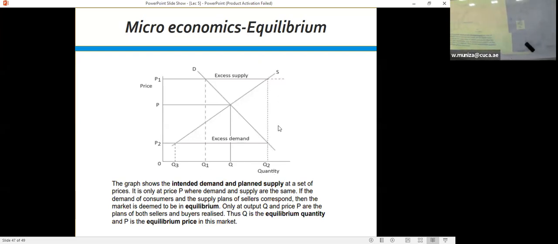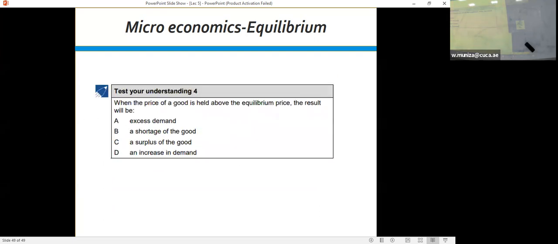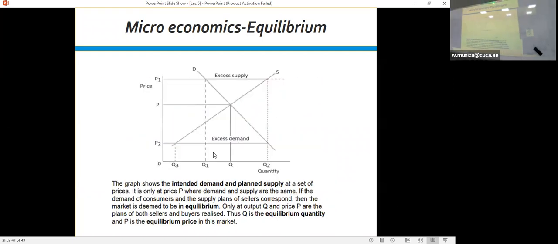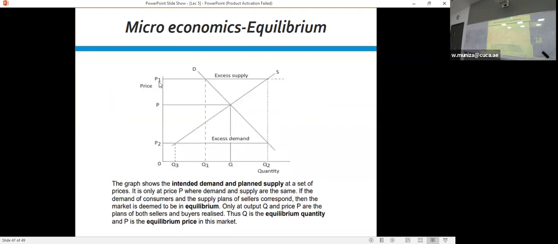So they can ask you in the exam what is an equilibrium, where the demand and supply are going to be the same. They are telling us an example. For instance, at price P1, this one, consumers only want Q1 output. The consumers are only wanting how much of the output, students? Q1. This is what they are wanting. This is what the demand is. Getting it?